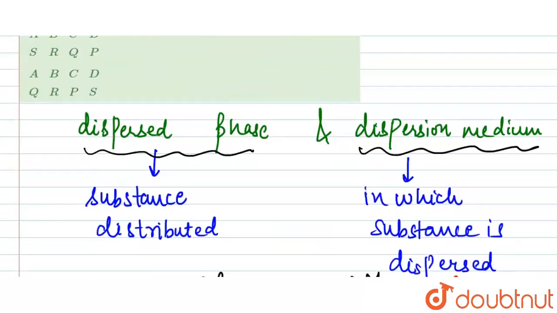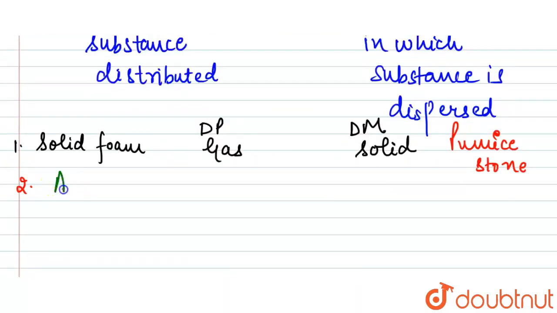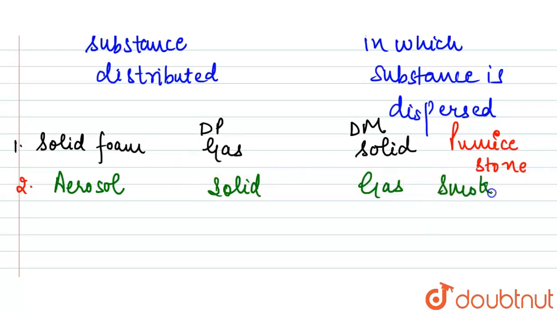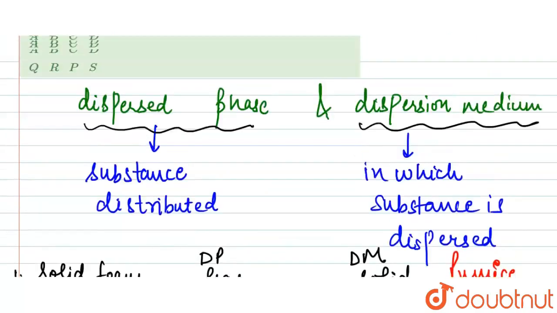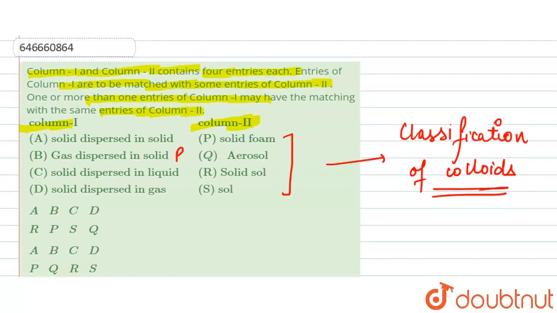Now the next is aerosol. Aerosol is the name given to two types. One is when we have solid dispersed in gas, and for this we have the examples of smoke and dust. The next is when liquid is dispersed in gas, and for this we have the example of clouds. So now let's see whether solid is dispersed in gas or liquid is dispersed in gas.